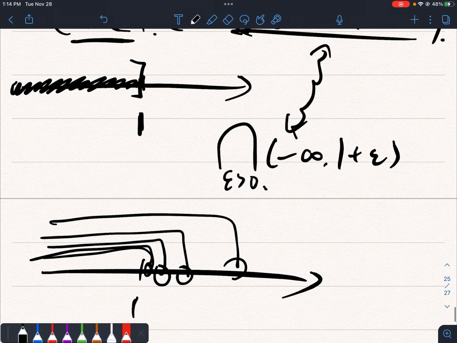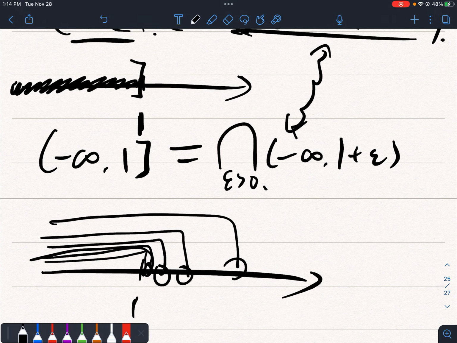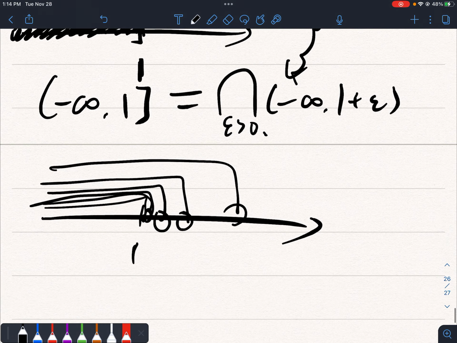But it just means you're actually taking all these open intervals together. You're taking the intersection of them, and then I claim that this set is just the half open, half closed interval from negative infinity to 1. Because you can see, however small this epsilon is, it still needs to be positive, which means this 1 is contained in any set, right? And then clearly everything less than 1 is in the set, so this must be within the set.